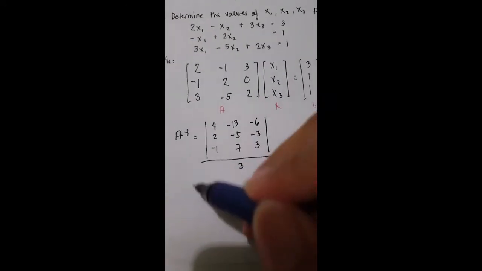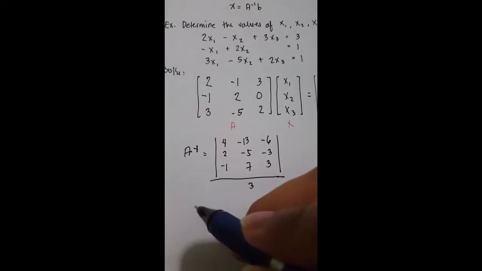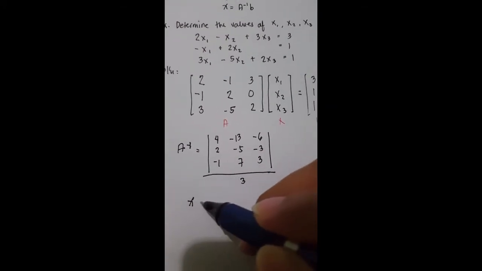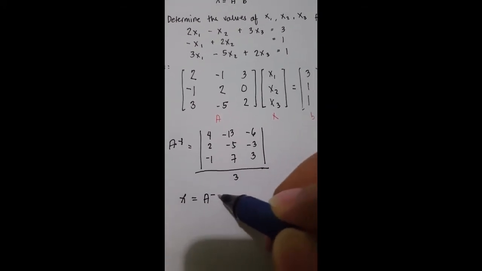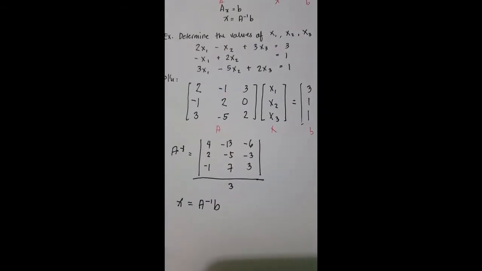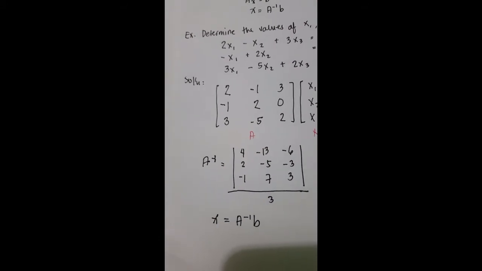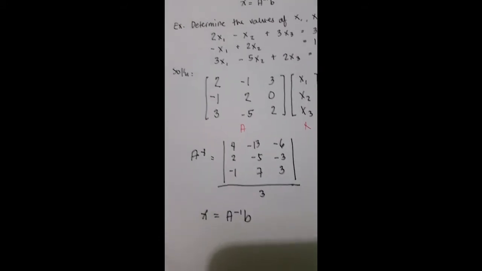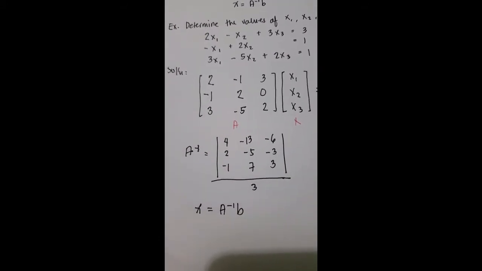So, we already have the inverse. What we will do is x is equal to the inverse of our matrix multiplied by b. So, therefore, we will multiply our inverse matrix with these values.